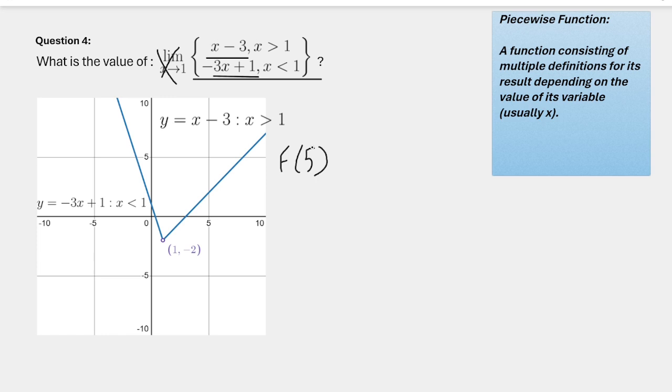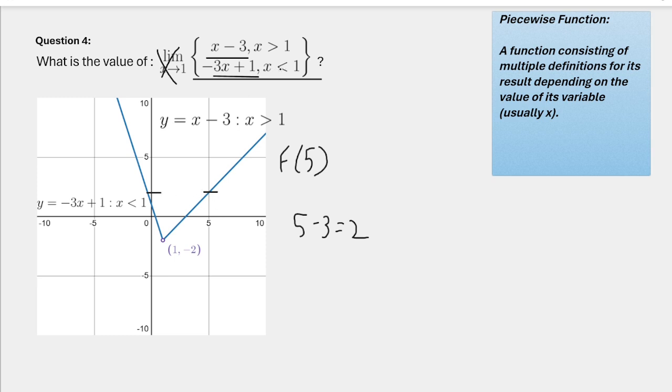So first we need to determine which version of this function we're going to use. So let's take 5. We see that when x is greater than 1, we use x minus 3. Well, last time I checked, 5 is greater than 1, which means we're going to use x minus 3. So we take 5 minus 3, and that gives us 2, of course. And just looking at this function visually, that looks to be about right. So this seems to be about 2.